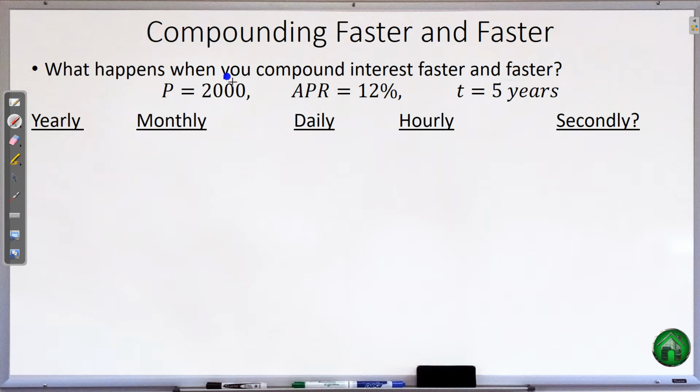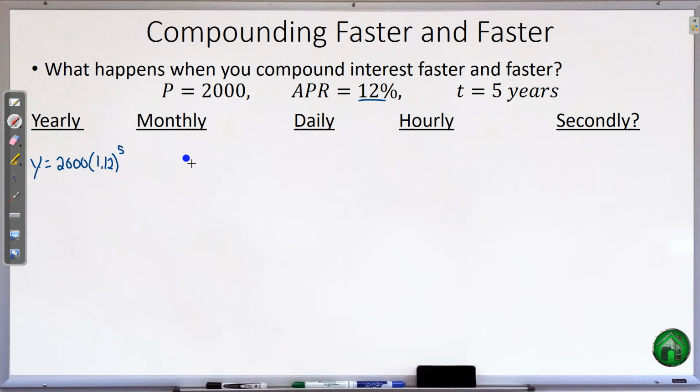Probably not. All right, and for this we need some numbers, so we're going to start with $2,000. Our APR is 12%, and we're going to do it for 5 years. All those numbers are going to remain the same for all of these examples, except for how fast we are compounding interest. So the first one is nice and easy. Y is equal to A, which is 2,000, times our B, which is 1 plus our interest rate, so that's 1.12, to the power of x, which in this case is 5.